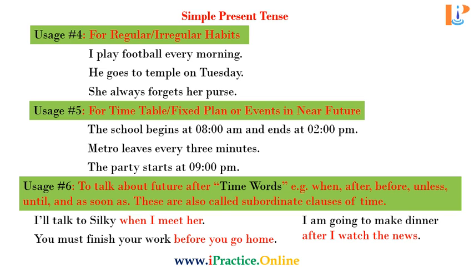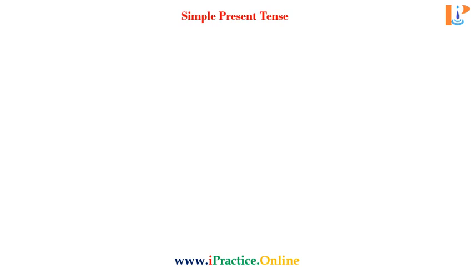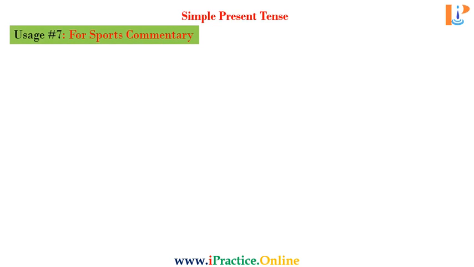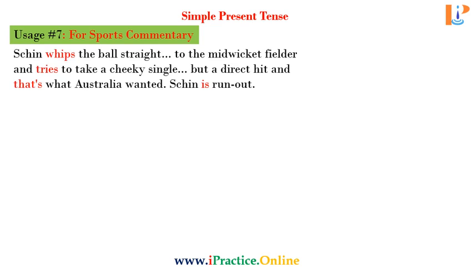Now let's look at another usage of simple present tense. We use simple present tense for sports commentary as well. So let's look at the example. It could be commentary of any sport. I like cricket, that's why I have put an example of cricket commentary here. So the commentary is, Sachin whips the ball straight to the mid-wicket fielder and tries to take a cheeky single, but a direct hit, and that's what Australia wanted. Sachin is run out.